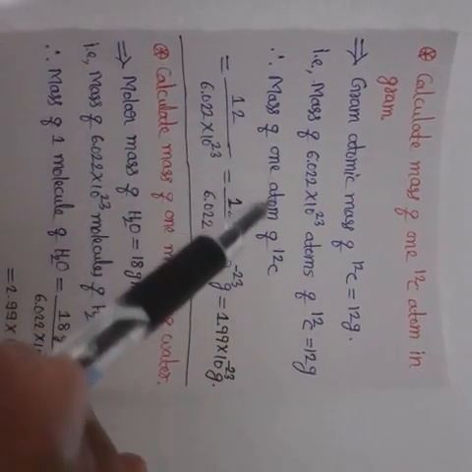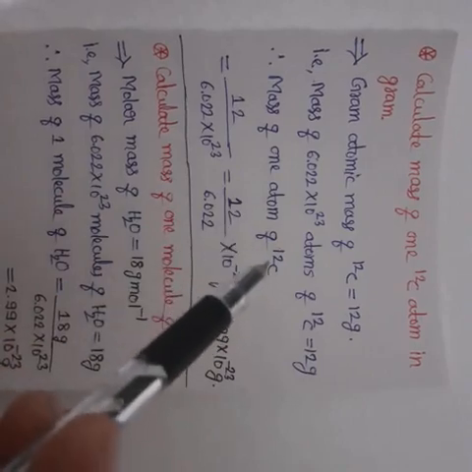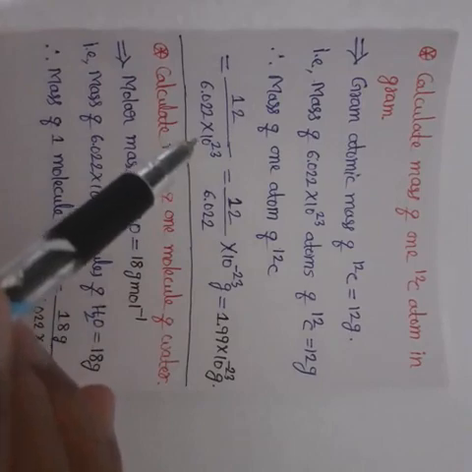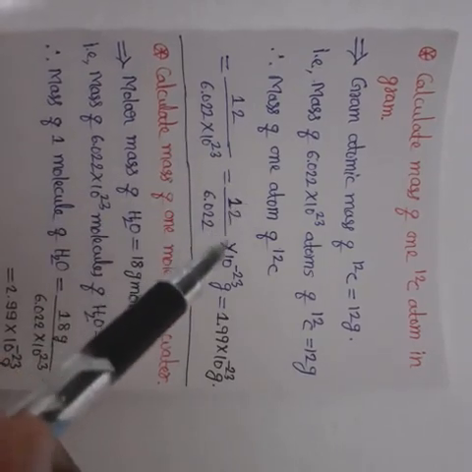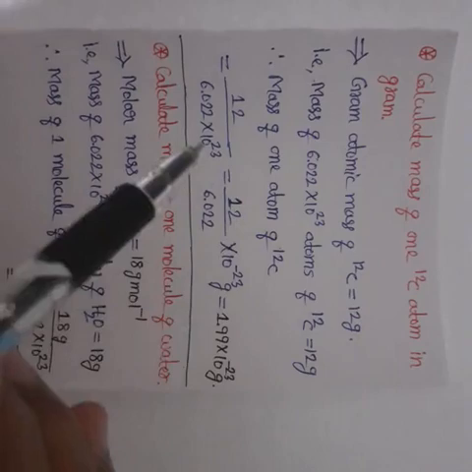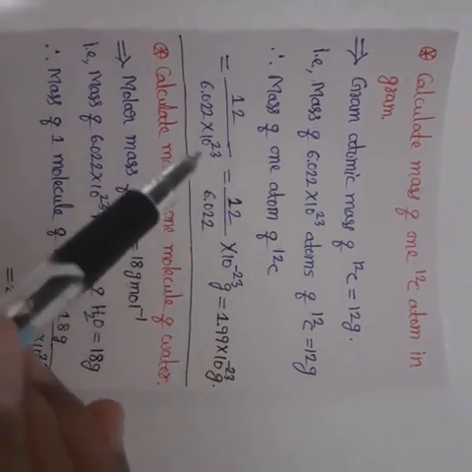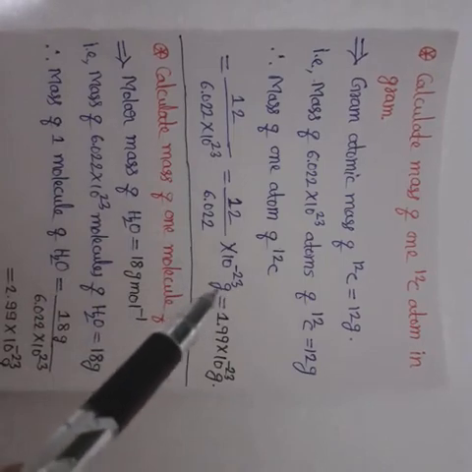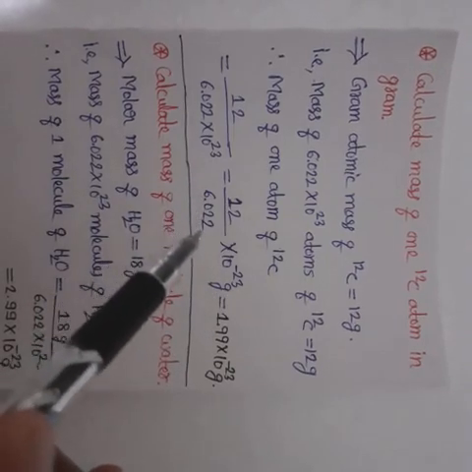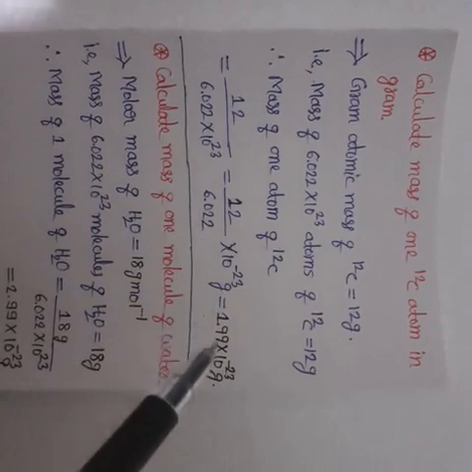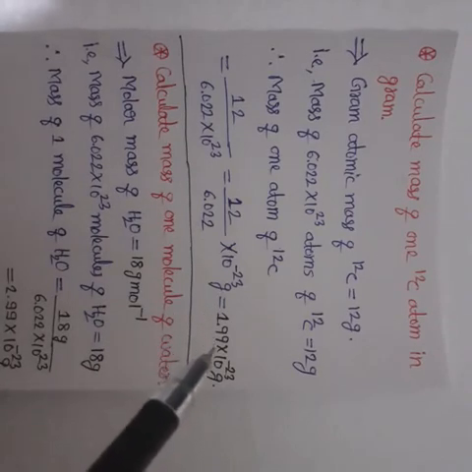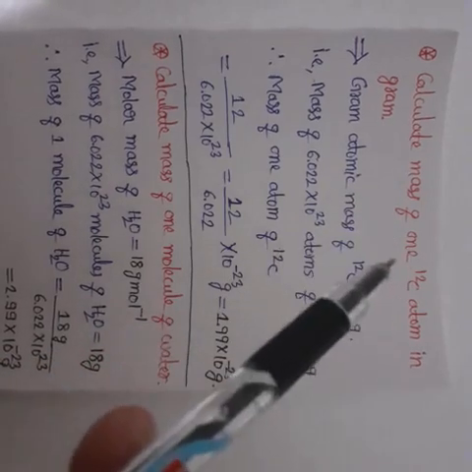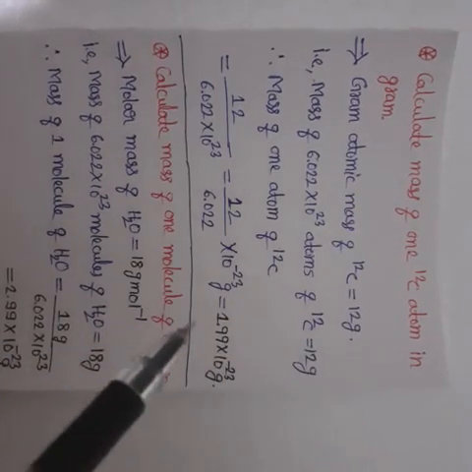Therefore, mass of one atom of carbon 12 is equal to 12 divided by Avogadro number. 12 into 10 to the power minus 23. If it goes to the numerator, this becomes minus 23. 12 into 10 to the power minus 23 gram divided by 6.022. This is equal to 1.99 into 10 to the power minus 23 gram. This is the mass of one carbon 12 atom in gram.